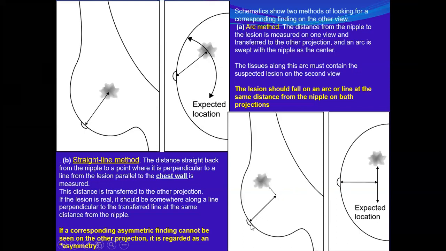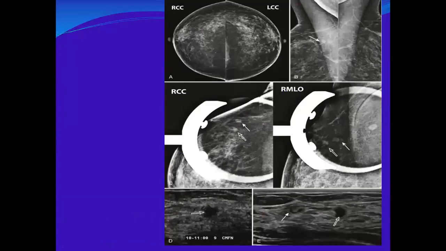parallel to the chest wall and measure the distance from the nipple to that line parallel to the chest wall. And again, apply it in the other view, okay? The line parallel to the chest wall at the same distance, and go through that line looking for the asymmetry. If you will not see it, that means it is an asymmetry, not a focal asymmetry.